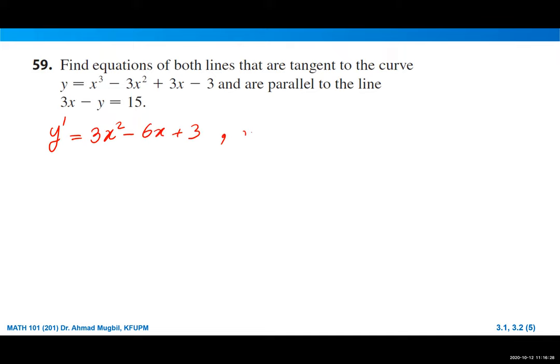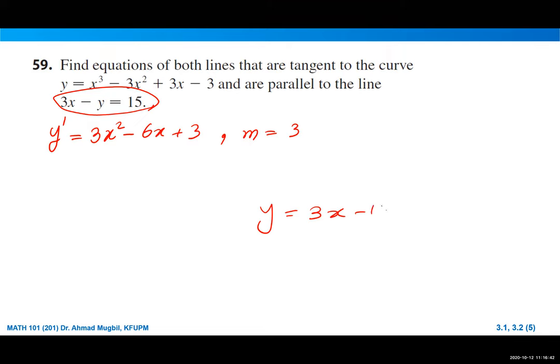Now, what is the slope of this line? It is 3. You should write it in the standard form or the slope-intercept form, which will be 3x minus 15. This is the equation of the line. So the slope is 3. So now you will put this derivative equal to 3.